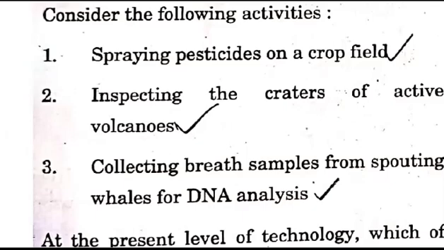The question here is that this unmanned aerial vehicle or drone, whatever purposes are being given here, can this be used for this? Spraying pesticides in the crop field, yes, it can be done. Inspecting craters of the active volcanoes, yes, it can be done. Third, collecting breath samples from sprouting whales for DNA analysis. Now you must have a question in your mind right now. What does it mean by this whale breath analysis?